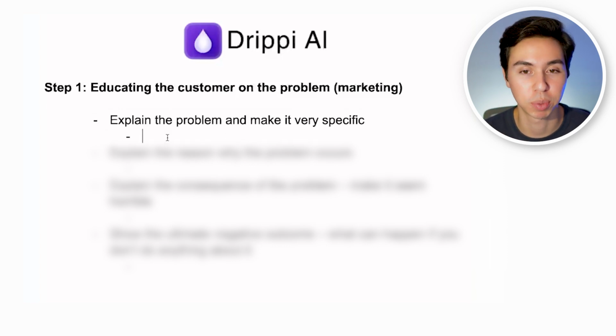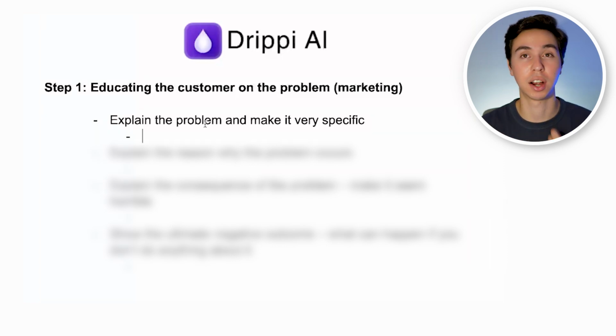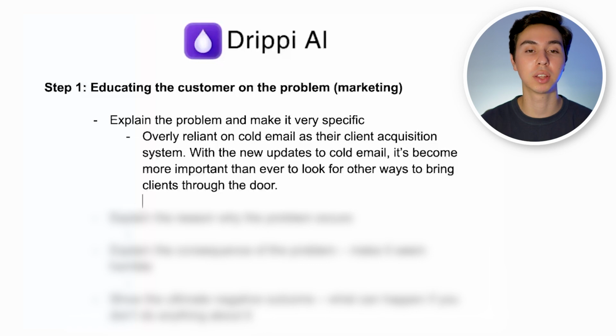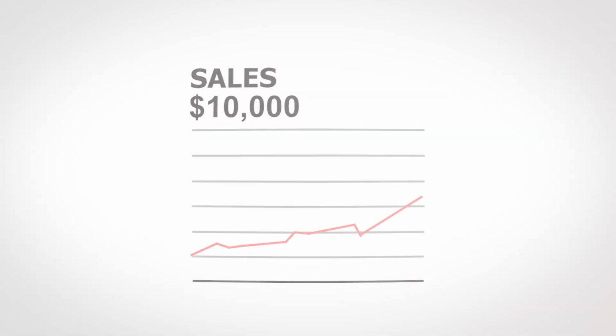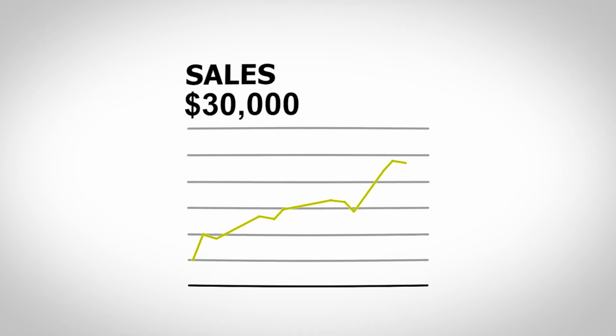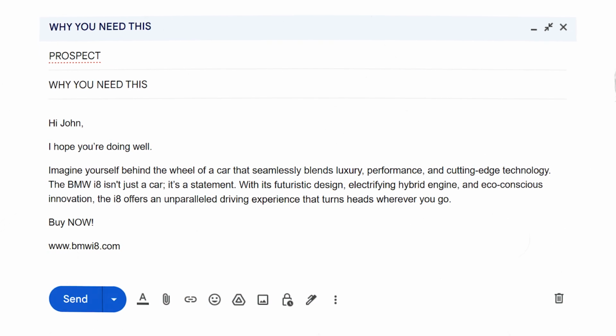Number one is explain the problem and make it very specific. So for our ICP, the main problem we're trying to solve is people are overly reliant on cold email, and they're seeing a decline in cold email results. And so they need a way to keep up with the revenue goals, or they might be trying to 2x, 3x, 4x their business, and they can't seem to crack that code through cold email. They can't seem to scale further from where they're at. That is the problem that a lot of our customers face.